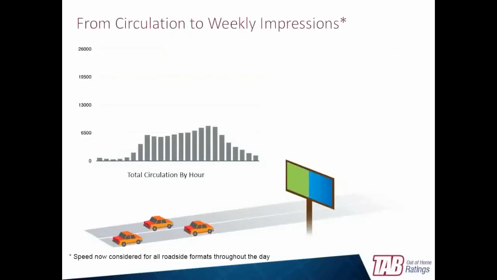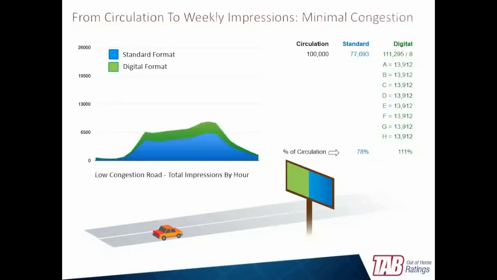Different cars travel at different speeds throughout the week. So to get the most accurate assessment of dwell time, we first have to break circulation down and speed down by each hour of the week. This page is an example of the total circulation that existed for this particular billboard. And we're going to use an example where we pretend that the billboard is both a standard and a digital billboard. This is an example of total circulation that we've broken down for each hour.